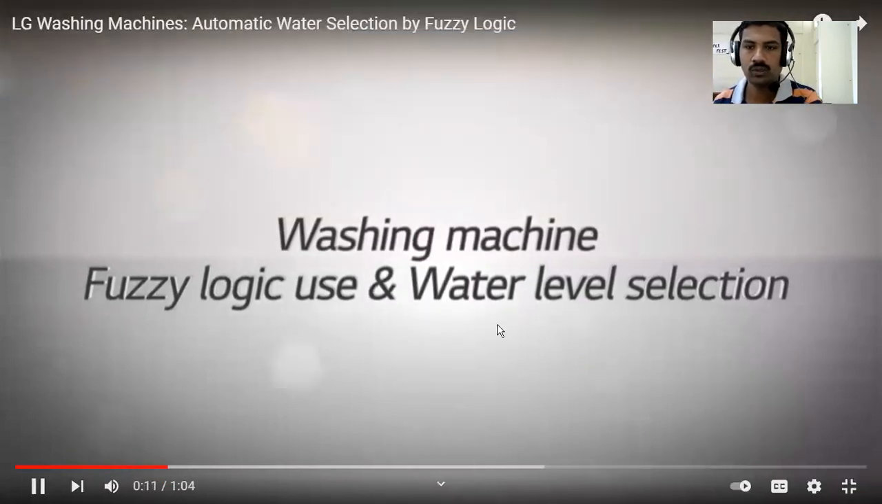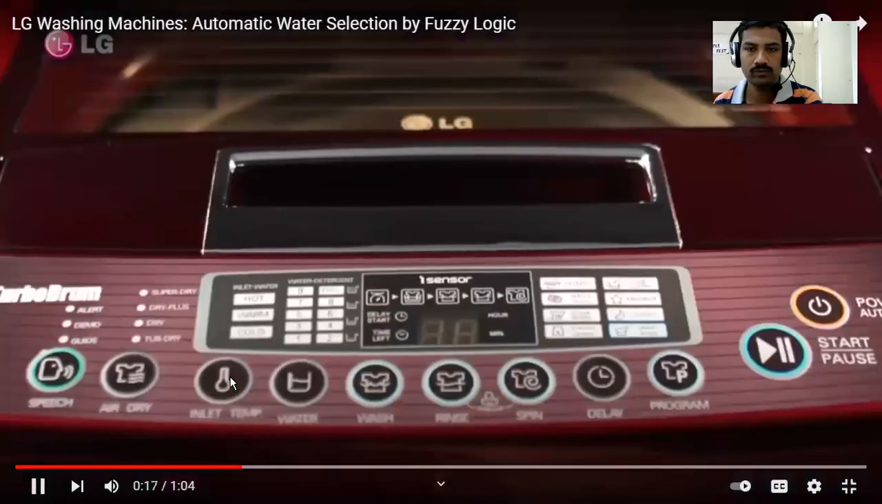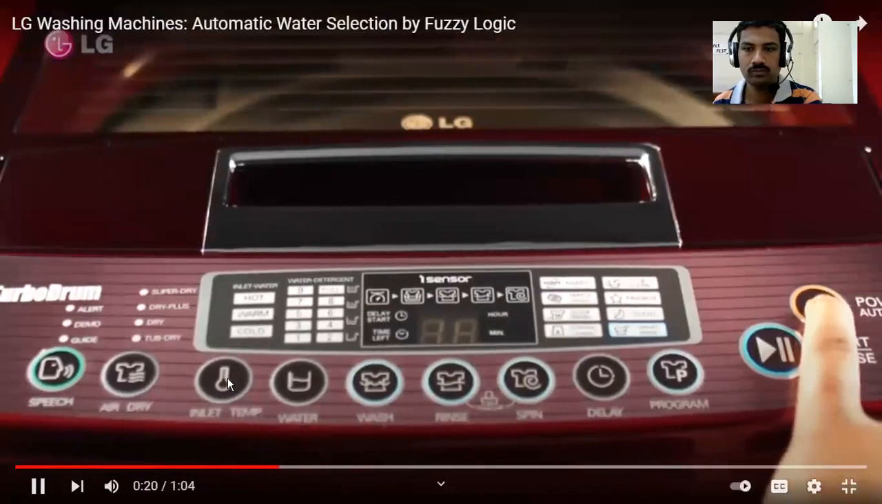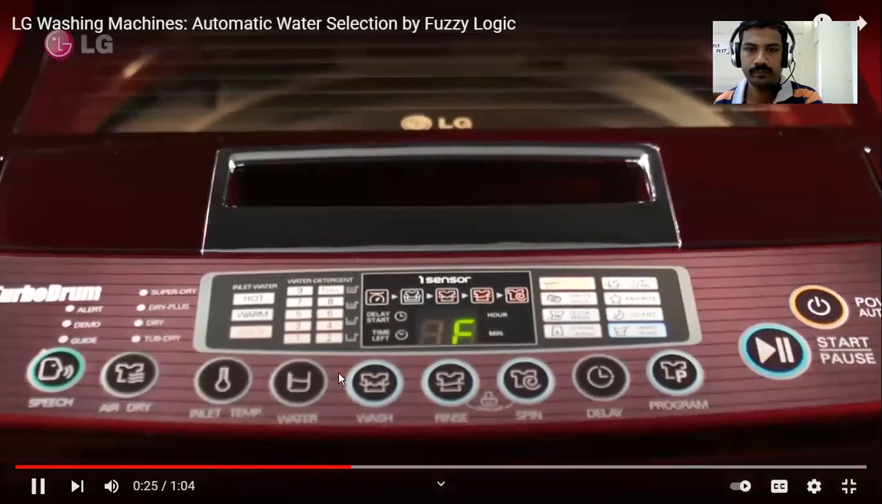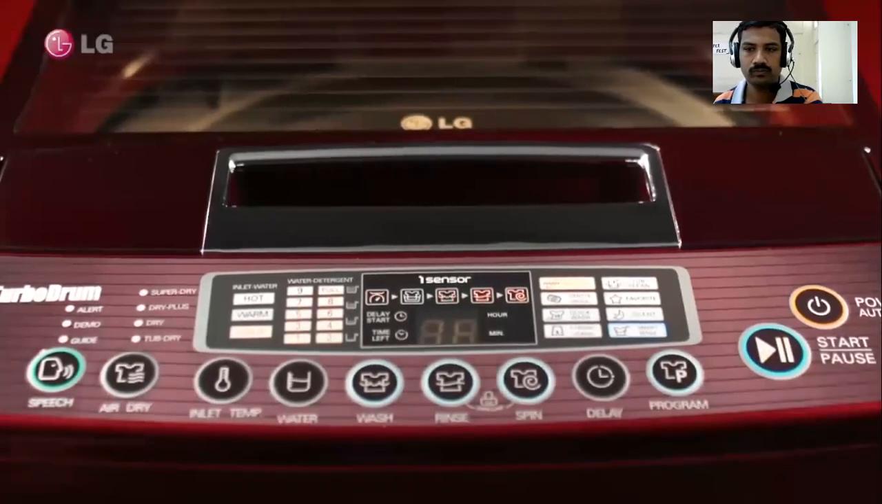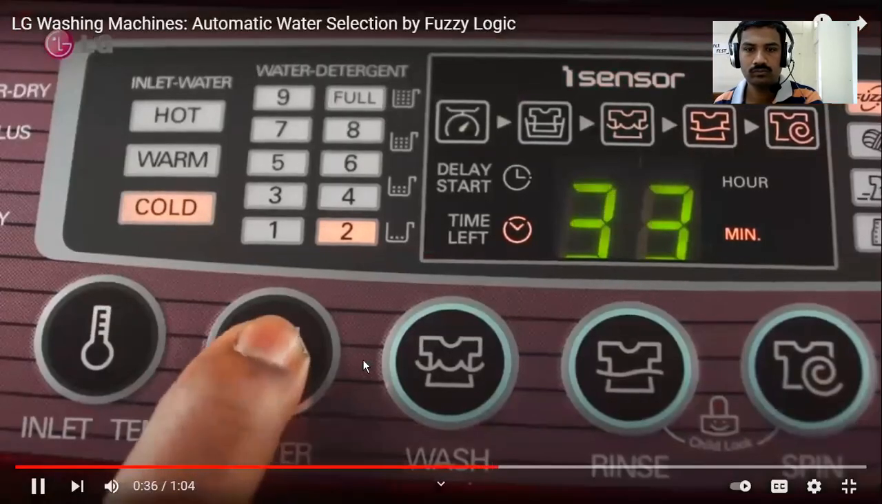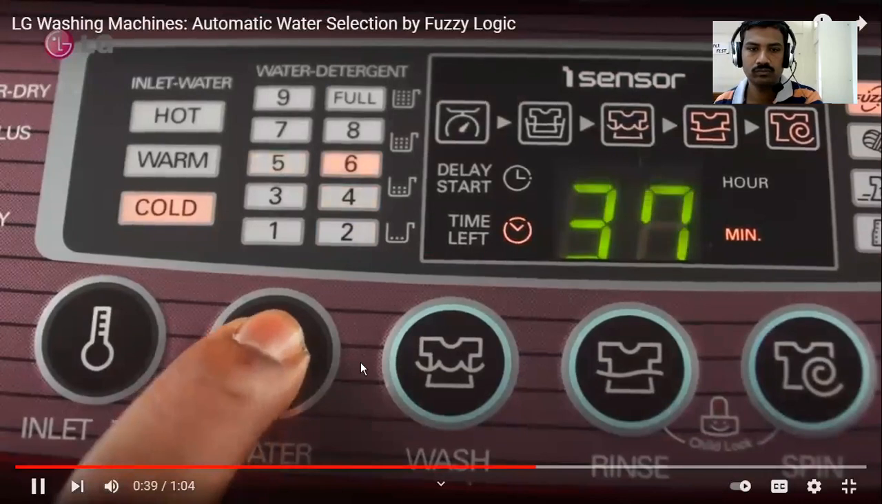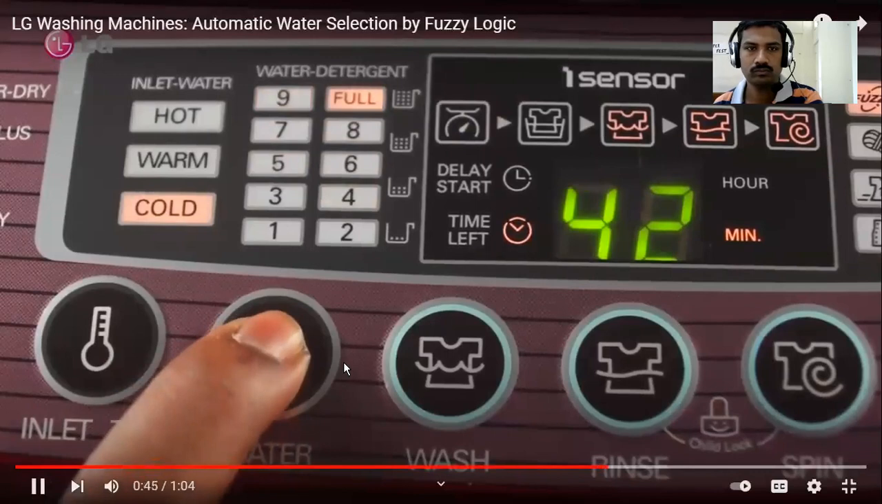you can see water level selection, fuzzy logic use, and water level selection. Switch on the power from main supply. Press power switch on the panel. Press start or pause switch on the panel. Automatically, fuzzy logic is selected. In fuzzy logic, water level will be selected automatically according to the weight of clothes. To increase or decrease water level, press water switch panel again and again. Selected water level can be confirmed with a glowing LED. Wash time will change with the water level. It will be more when higher water level is selected.